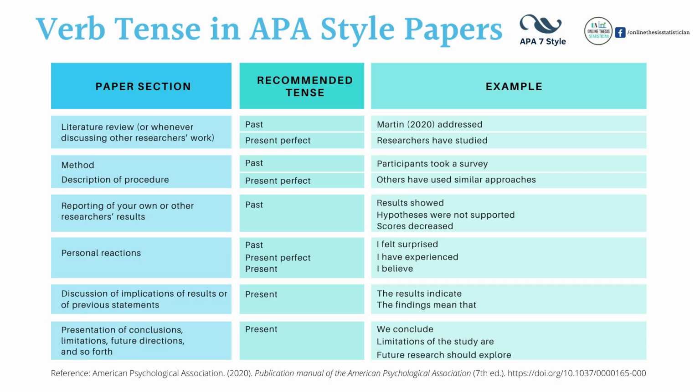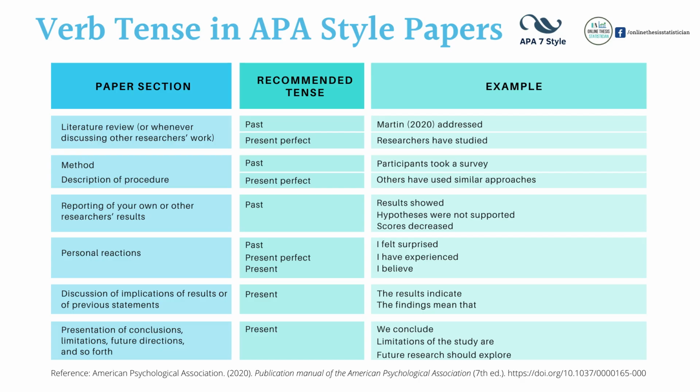So on the left-hand side of the image, you can see different paper sections. Starting with the literature review or any other point in which the paper is talking about cited research, you have the option of past tense and saying Martin 2020 addressed. Or you could use the present perfect tense and say researchers have studied. The difference is really in how specific the sentence is. One gives a year, and the other gives something a little more broad that happened without a specific time point.